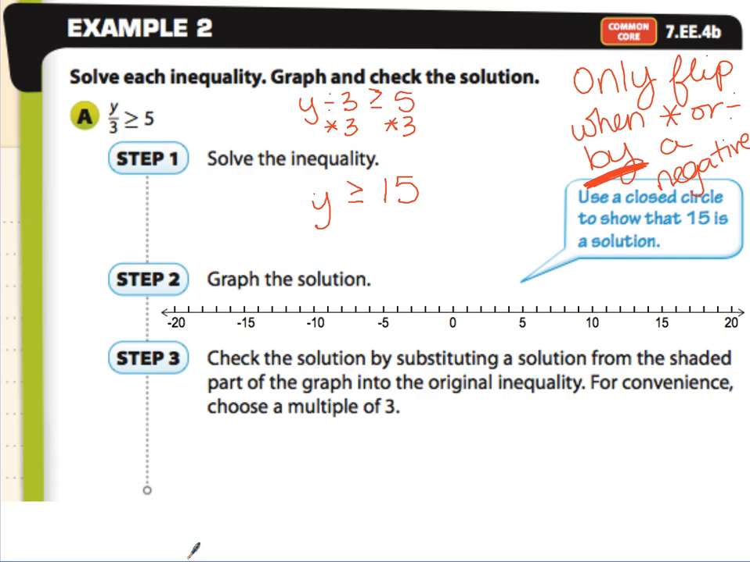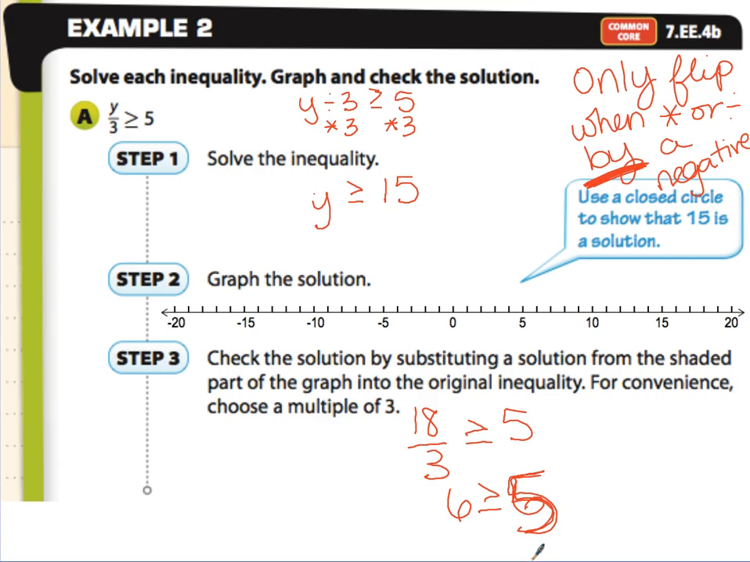Okay, again, I can check my solution set by putting in 16. Actually, why would we do 16 when 16 would give us a fraction? Let's put in 18. So let's put in 18, and we're going to divide it by 3, and it should be greater than or equal to 5. 18 divided by 3 is 6, which is greater than or equal to 5, so we know that we did it correctly.